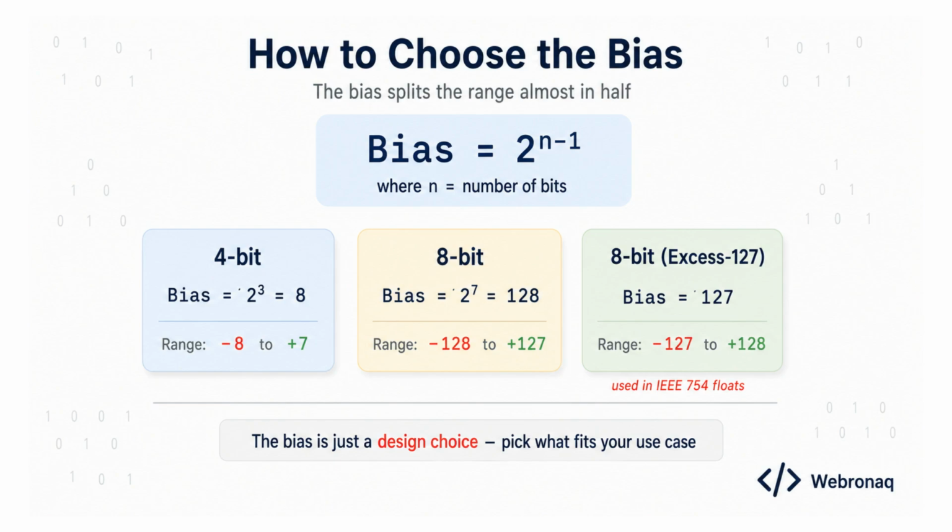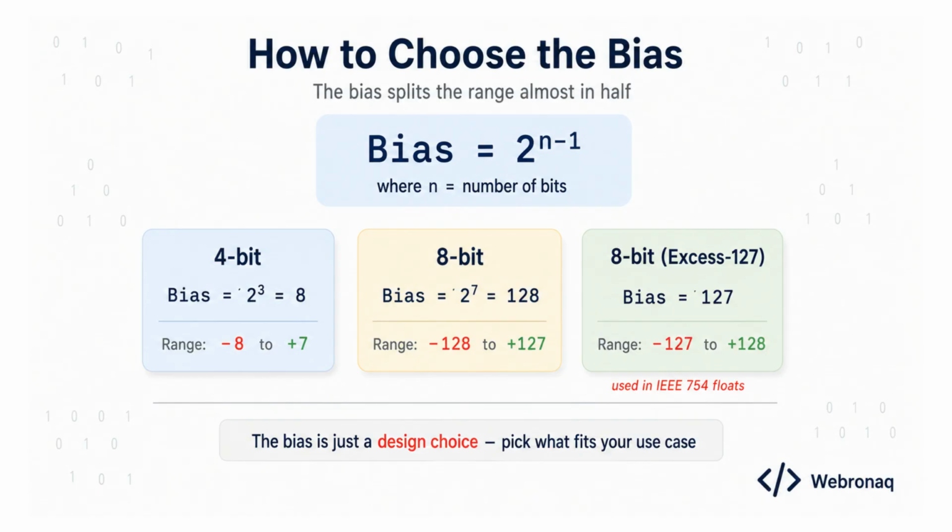For 8-bit, n is 8. So the bias becomes 2 to the power of 7, which is 128. The range works out to -128 to +127. Notice, that's the same range as 8-bit 2's complement. Both systems cover the exact same set of numbers, just with different binary patterns. But here's where it gets interesting. The bias doesn't have to follow that formula. It's a design choice. Look at the third card on screen.